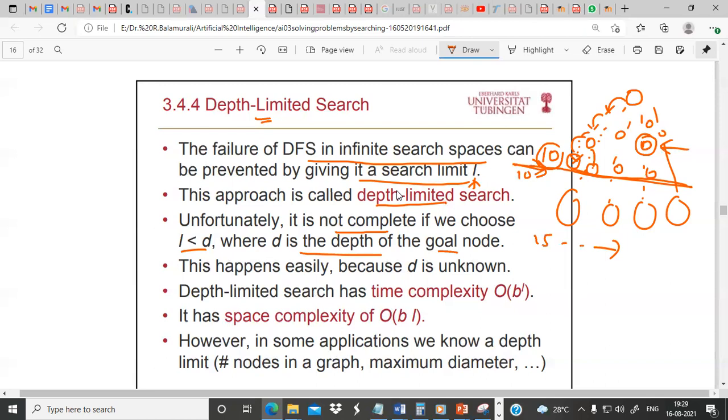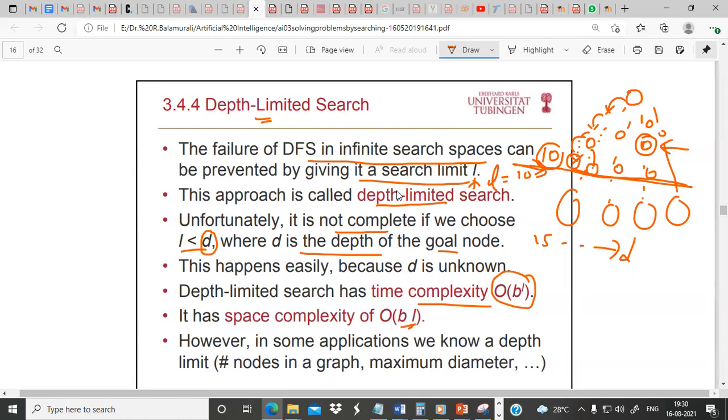If we choose a limit L which is less than D, where D is the depth at which the solution is available. In this case, what we have discussed, the solution is available at 15, so that is D. But we have chosen L as 10. So again the algorithm will fail. So in most cases, depth limited search is still not complete. And its time complexity is order of B to the power L. It's not order of B to the power D, because now we are limiting the search to level L. Okay, so it is order of B to the power L.